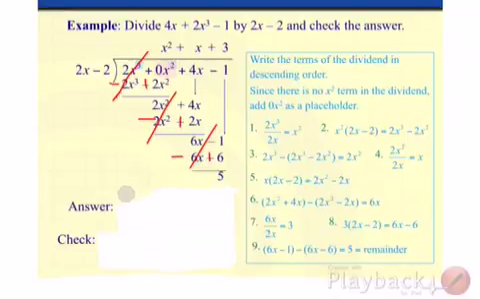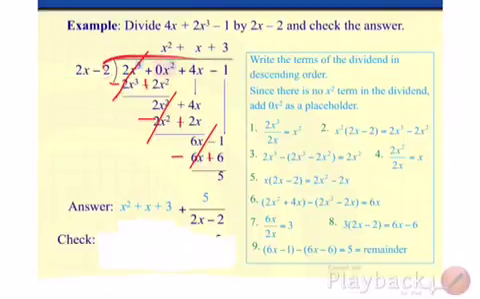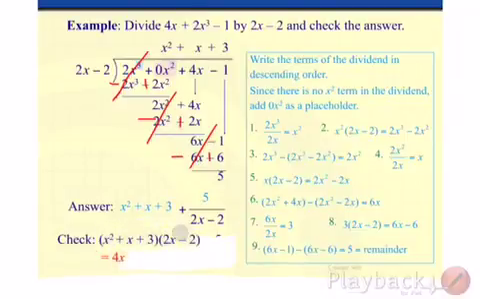So I can write my answer as x squared plus x plus 3 plus 5 over 2x minus 2. So when I divide 2x minus 2 into the polynomial 2x cubed plus 0x squared plus 4x minus 1, I end up with that answer. And then I can check it by multiplying it out. So again, the product of these terms should end up giving you the answer. So when I do x squared plus x plus 3 times the factor that I divided by, 2x minus 2, and add 5 because that was my remainder, I end up with 4x plus 2x cubed minus 1, which is what we had to begin with.